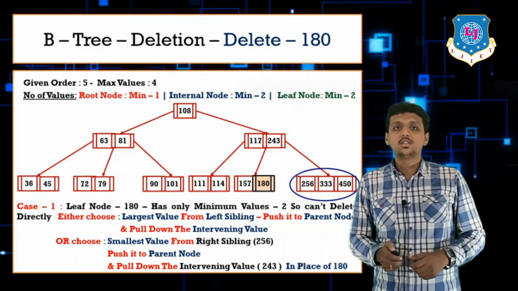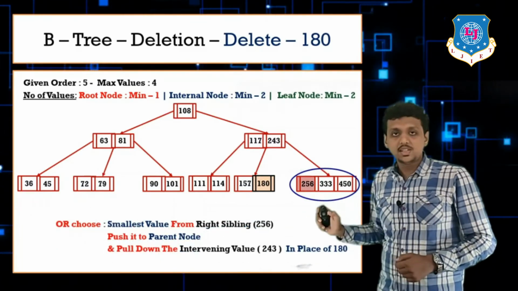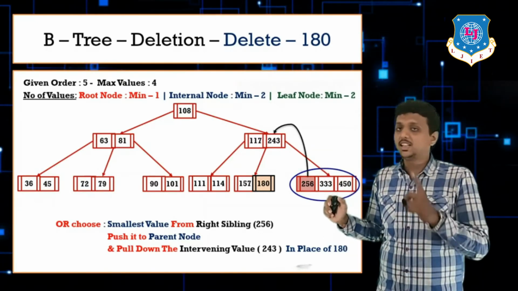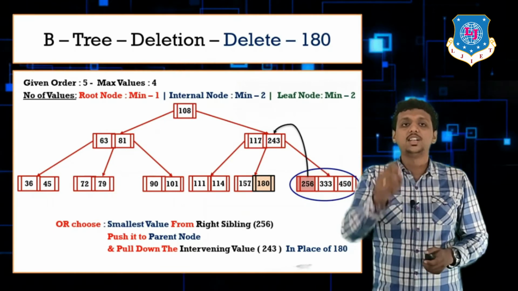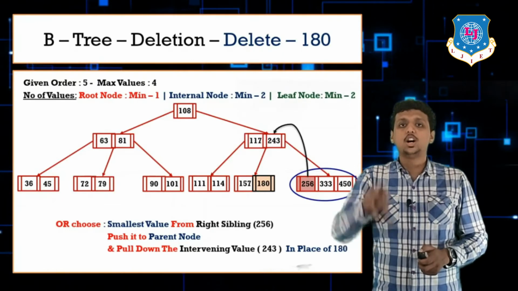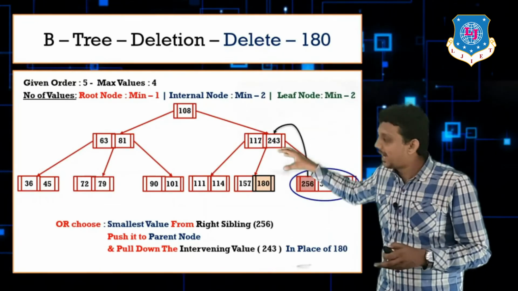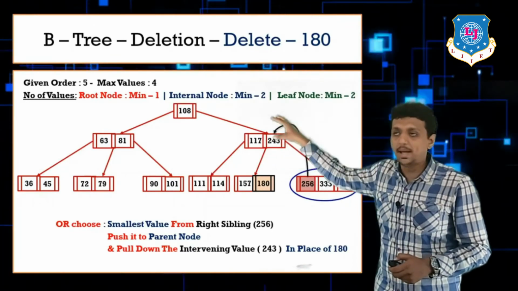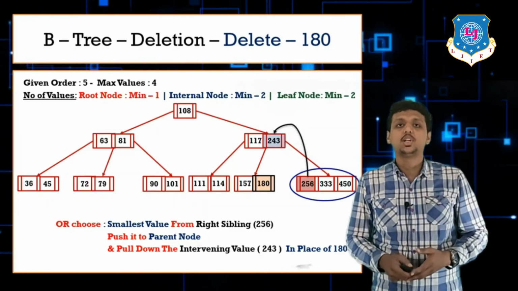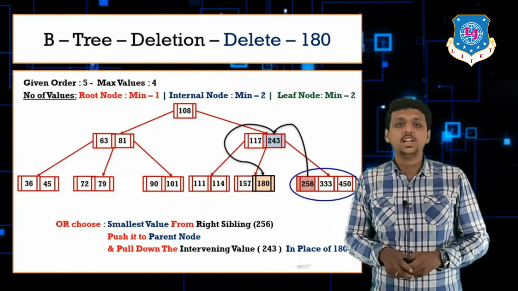So first, students, I need to choose the intervening value. So 256 will take the place of 243. If you read the statement carefully, you just need to push your smallest value from the right subtree to the parent node and take the intervening value from the parent node down to the leaf node. So select 243 and bring it down in the place of 180.